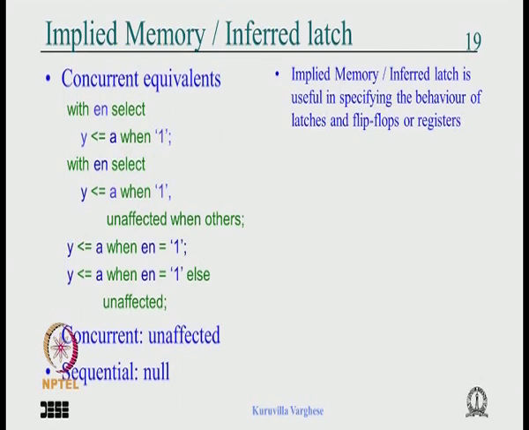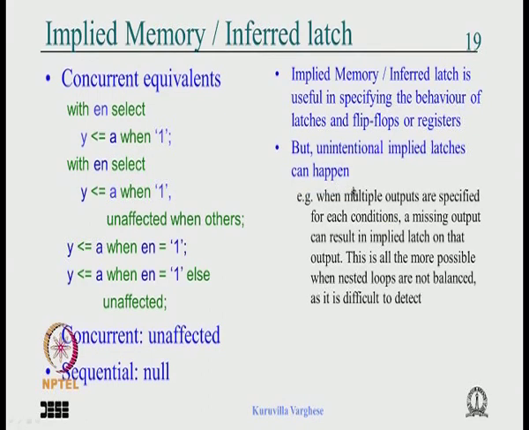So implied latch is useful when we come to the end of this class or the next lecture. We will handle the sequential circuit, the flip flops and registers and so on. There this is quite useful because this kind of coding is used to specify the behavior of memory, the behavior of latches, flip flops and registers, specifically the memory part of it. But the problem with this kind of code is that unintentional latches can happen.